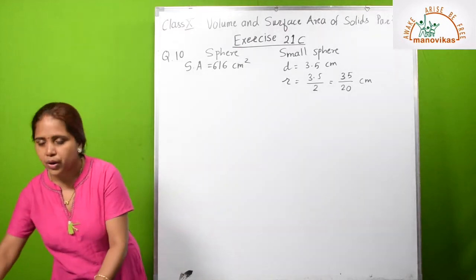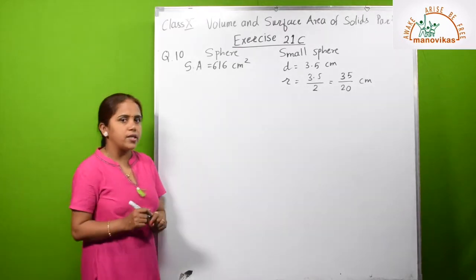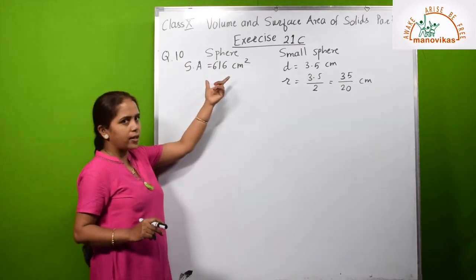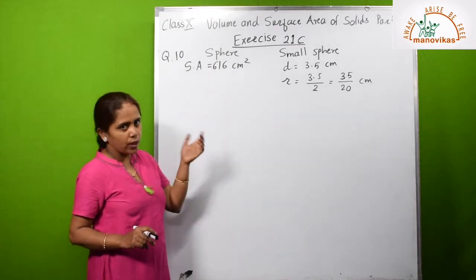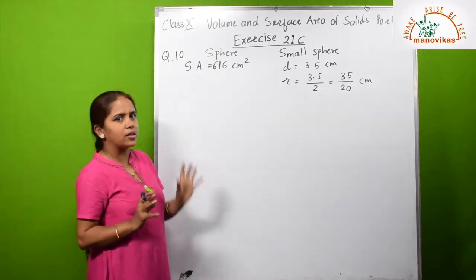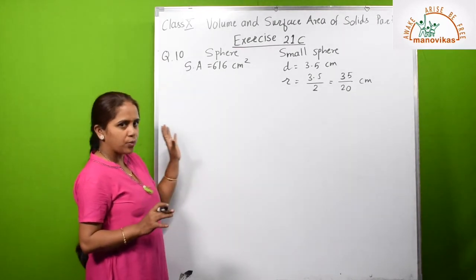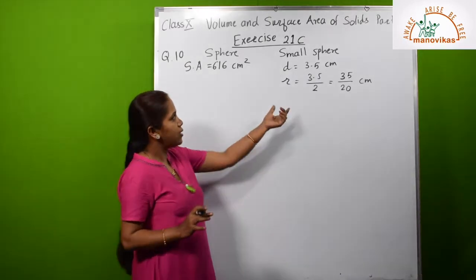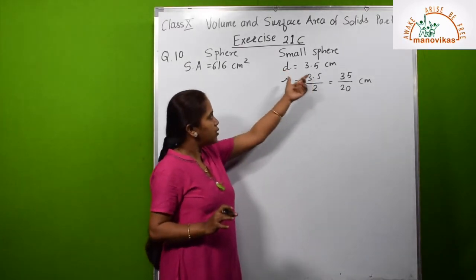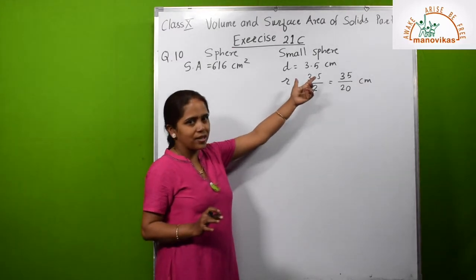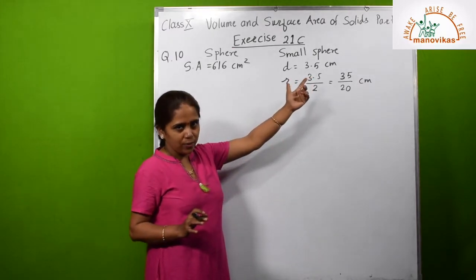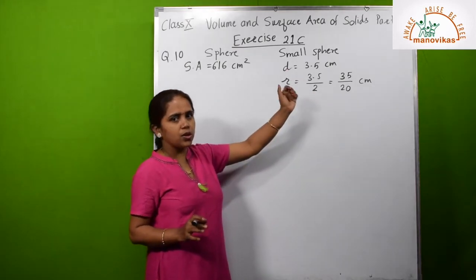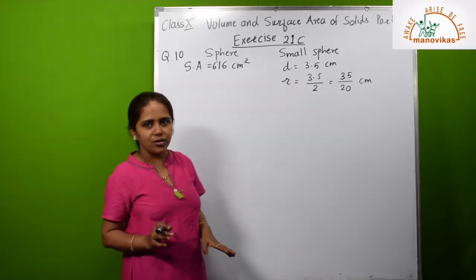Now here the surface area of the metallic sphere is given, 616 centimeter square, which we can say is the big sphere, and from this sphere the small spheres are made, recast. Small spheres of diameter 3.5 centimeter are recast. So we have to find the number of such spheres whose diameter is 3.5 centimeter.